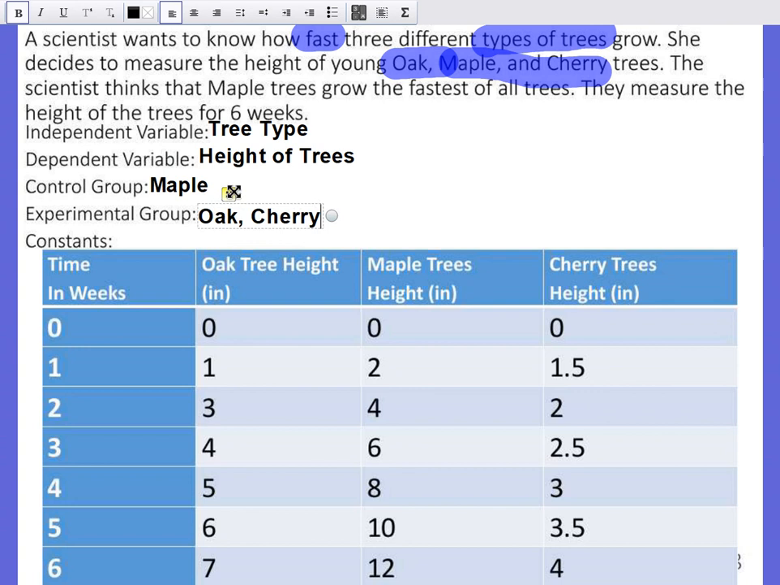That's what we're comparing. And our constants, some things that stay the same. I would hope that they're all trees instead of just vegetables or fruit. They're all trees. You could also say the amount of sun, maybe the amount of water, the soil, the temperature should all stay the same. Those are things that could impact how fast a tree is growing. And then we're going to work on making our graph.